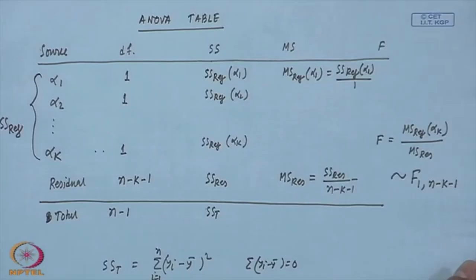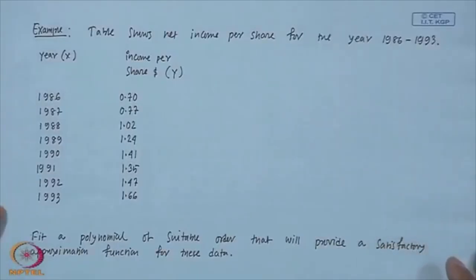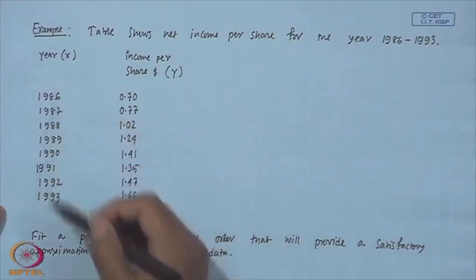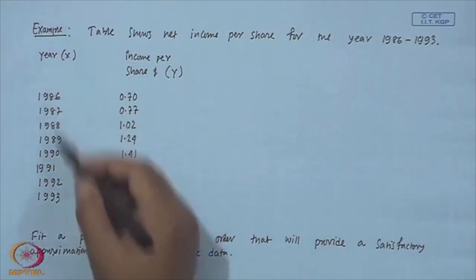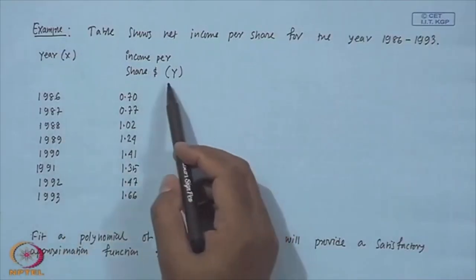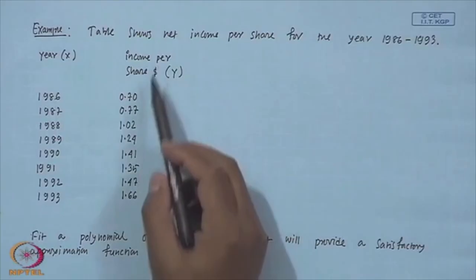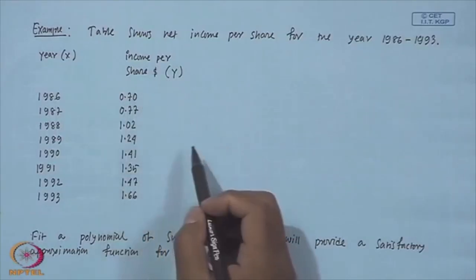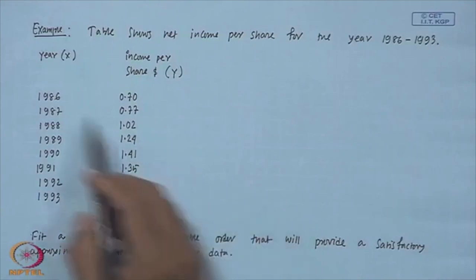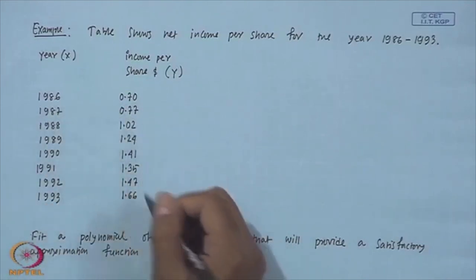So what I want today is to give an example to explain this orthogonal polynomial fitting. So here is the example. You have the x variable, which is the regressor, year, and this is the response variable, income per share in dollars. So different years have different income per share.